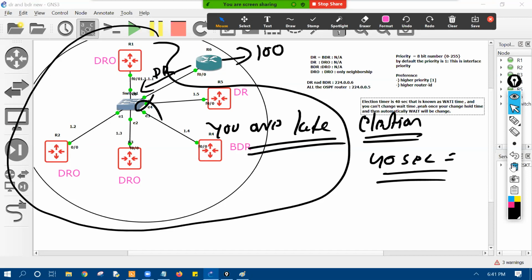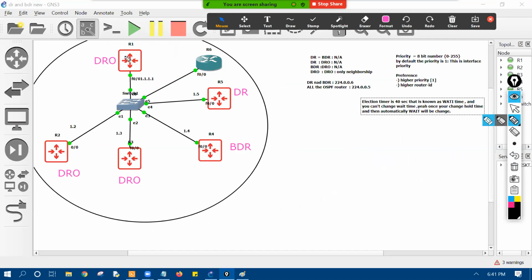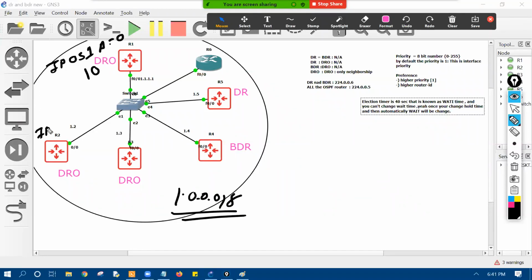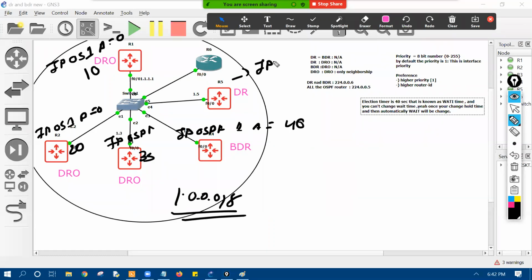So right now, I'll take an example of what I will do. For example, I have started the OSPF process. I put the command IP OSPF 1 area 0 at 10 seconds, in this broadcast domain 1.0.0.0/8. Then another router at 20 seconds, then at 35 seconds, then at 40 seconds. And now I put IP OSPF 1 area 0 at 41 seconds.